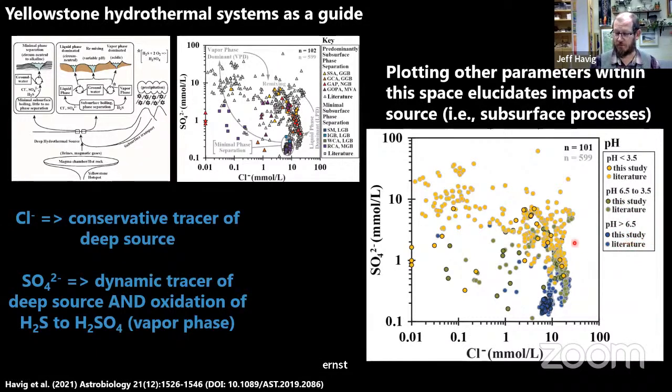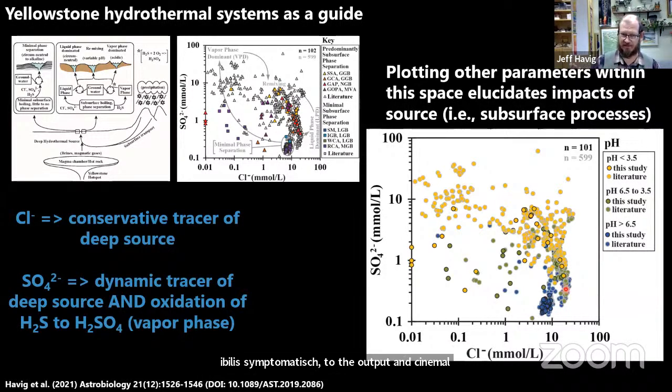And so plotting this in the chloride versus sulfate space, we can see where the acidic systems, unsurprisingly, are the places where we have a lot of vapor phase dominance, either vapor phase dominant or predominant, and so that drives the pH low. With the intermediates tend to be in this primarily residual liquid phase with some vapor phase input, and then the deep source tends to be circumneutral to alkaline, and some of those residual liquid phase ones also fall in that same category.